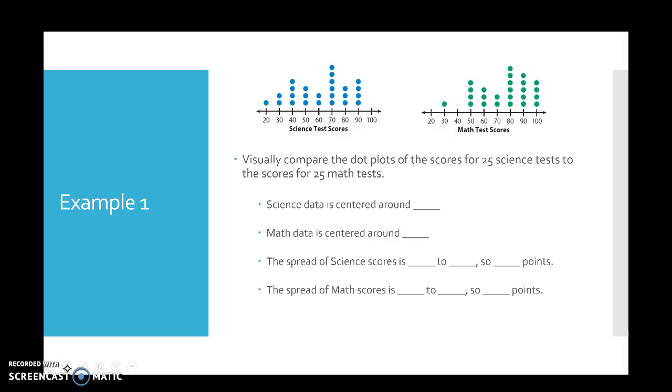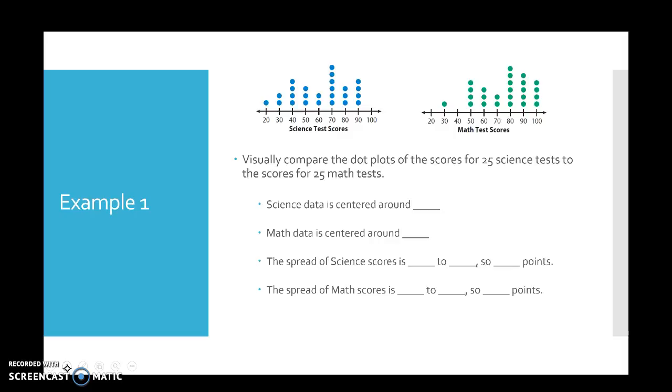Okay, so let's take a look at these 2 dot plots. So it says one is for science tests and one is for math test scores. Visually compare the dot plots of the scores of 25 science tests to 25 math tests. So the science test is centered around what? So we're going to go through and say, okay, so we know there's 25. So that's an odd number. So there will be 1 dot at the center.